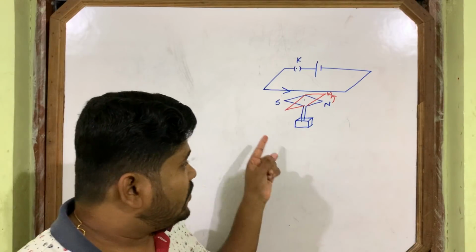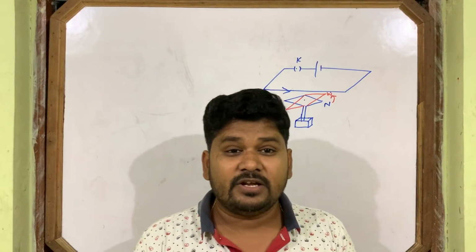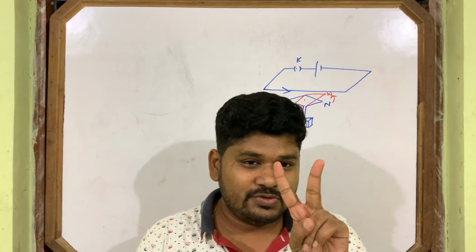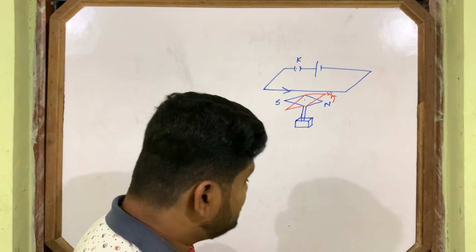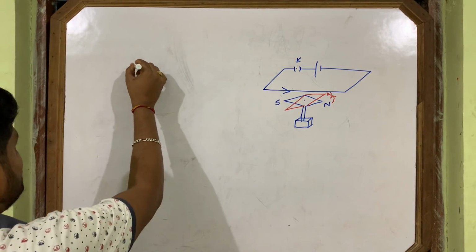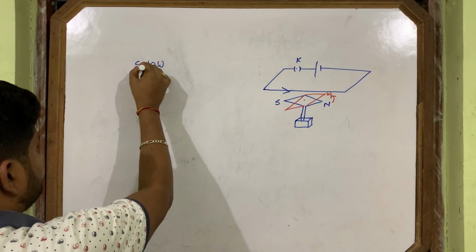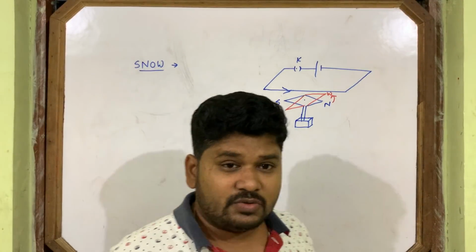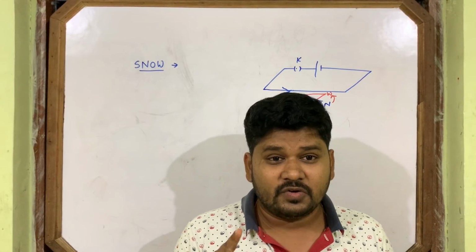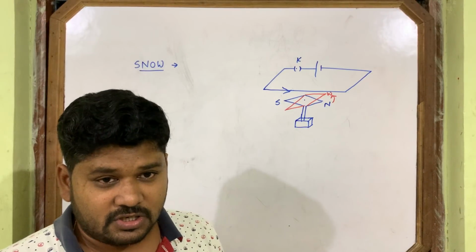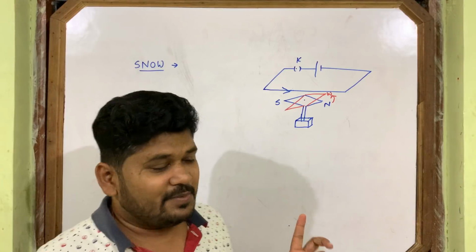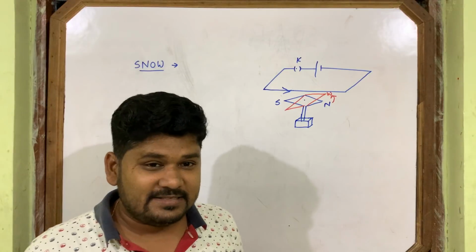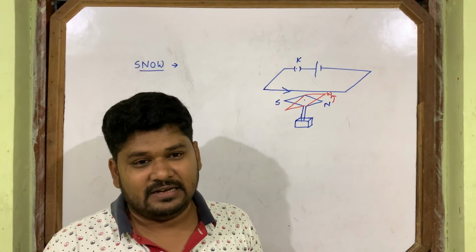But in which direction the needle deflects is given by two rules. What are the two rules? The first rule is the SNOW rule. The full form of SNOW is south, north over west. If you write it completely, you say south, north over west. This rule tells the direction of deflection of the needle.